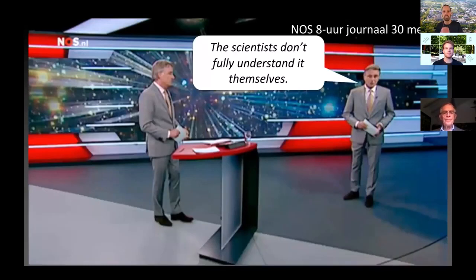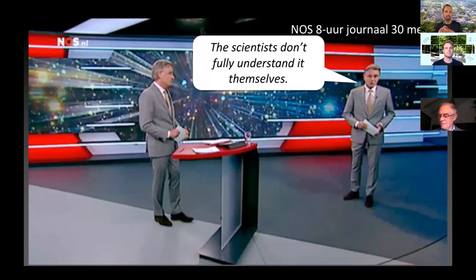Rob Tripp started to talk about quantum physics, electrons being at two places at the same time. While he was talking, he was projected at the same time in a different place in the studio, and so there were two Rob Tripps on the screen at the same time. This is probably one of the highlights in my career so far, that I've made Rob Tripp into a quantum superposition. But at the end of this item, he said something interesting. After the item was over, he said, the scientists also don't fully understand it themselves, when he was talking about the entanglement and the teleportation.